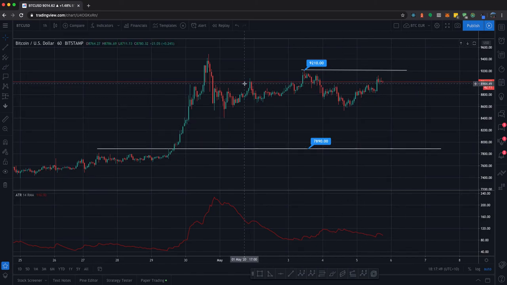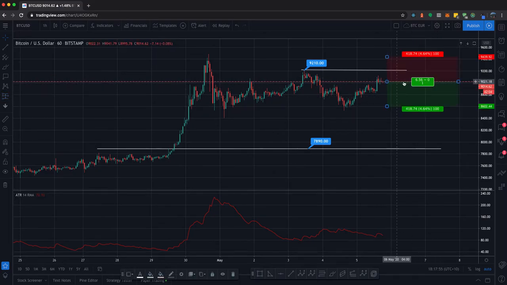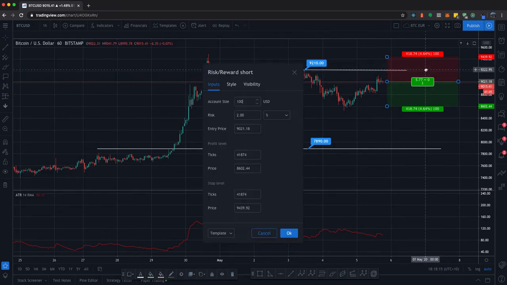So say we can see Bitcoin making lower highs and we decide we want to enter a short trade on this candle. What you would do is look for the recent swing high of 9,210 and then check what ATR value we're currently sitting at. So let's say we'll round it up to 105. We'll add 105 to 9,210, which gives us 9,315.